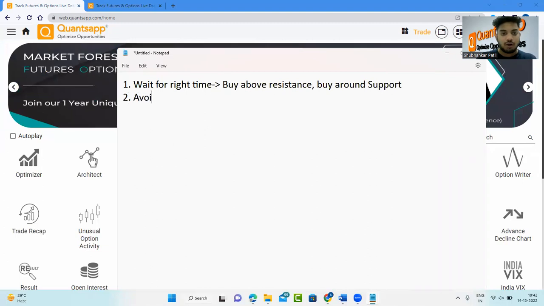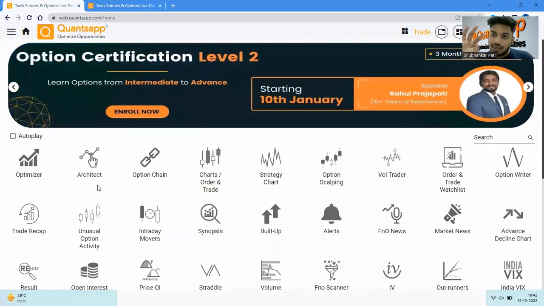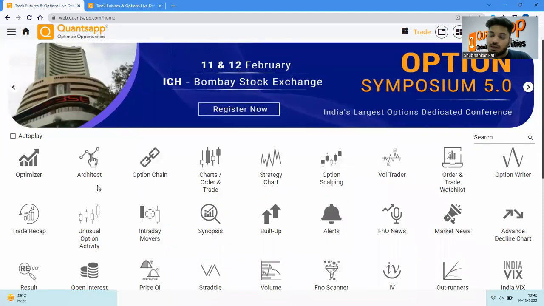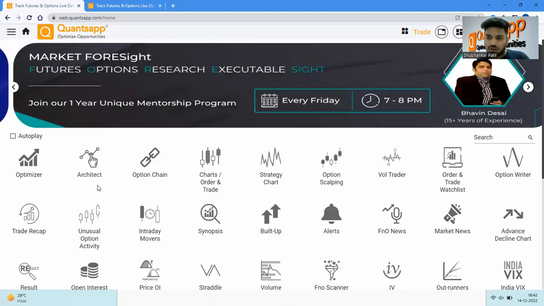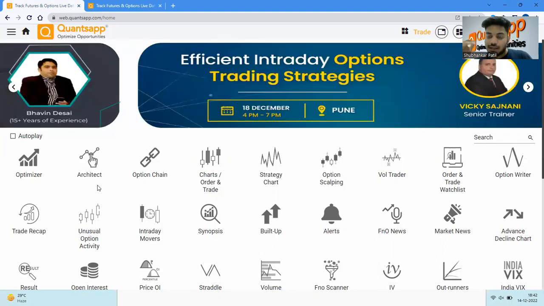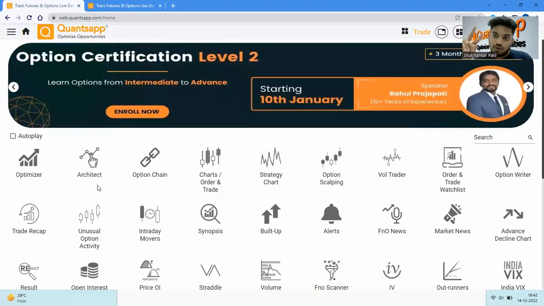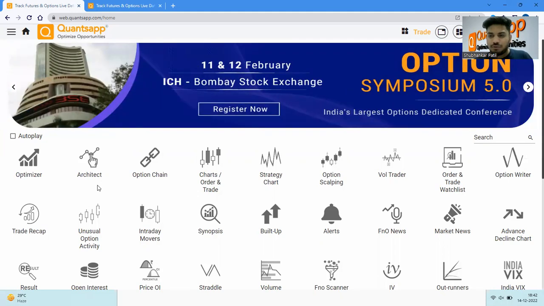Second thing is avoid buying on Friday. Why is that so? Because the theta decays on Fridays as well, right? Specifically when you are trading in options, the Friday closing hour, from 2 p.m. onwards, or 1 p.m., 1:30, 2 p.m. onwards, is something where you will avoid buying options. The reason being the theta decays even on Saturday and Sunday. So for 2 days when the market is closed, the theta decays even on those days. So why will you pay for the days when the option is not working for you?